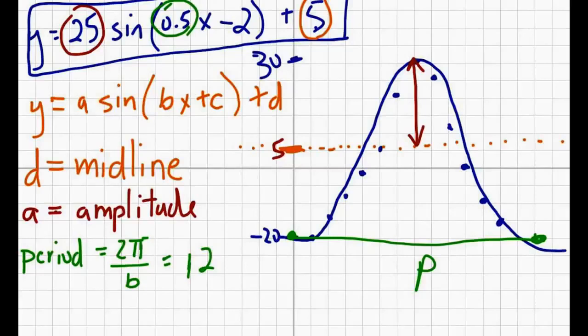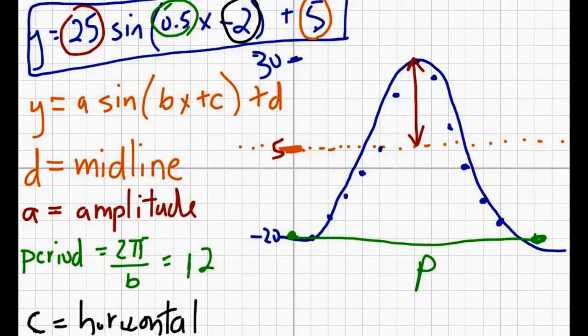The last one, the C number, the good news is you don't have to worry about it. It has nothing to do with what we're worried about. Just in case you're interested, the C tells us how much of a horizontal shift there is. Just like the midline, in this graph our midline was at 5, so our graph got shifted upwards. The C number would tell us how much the graph, compared to a normal sine graph, got moved over a little bit.